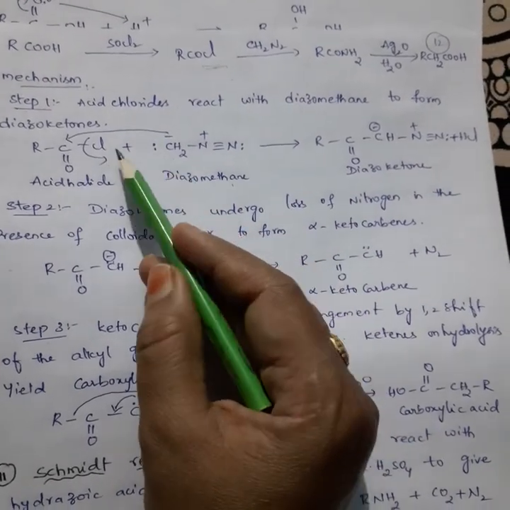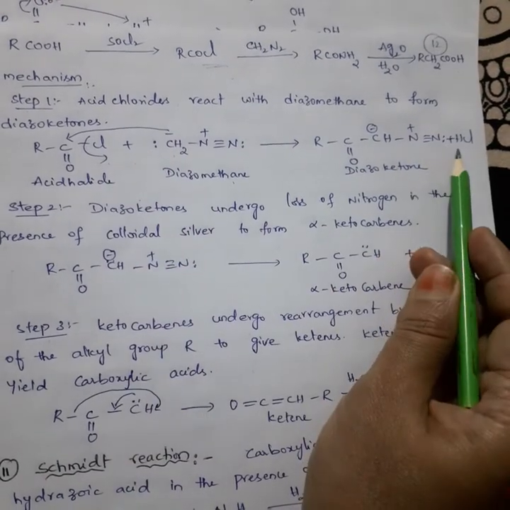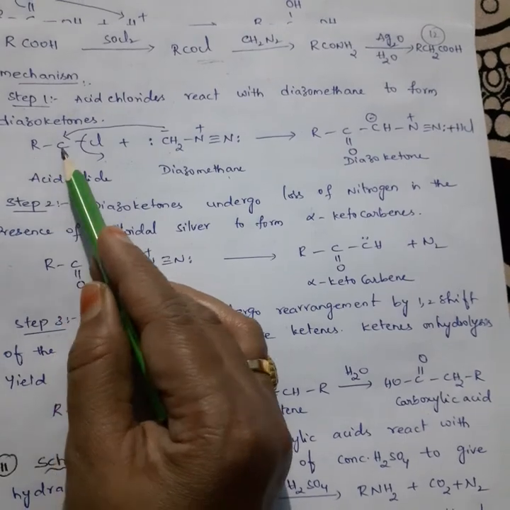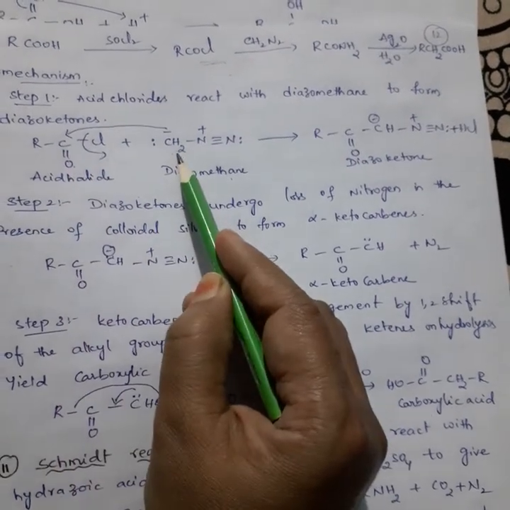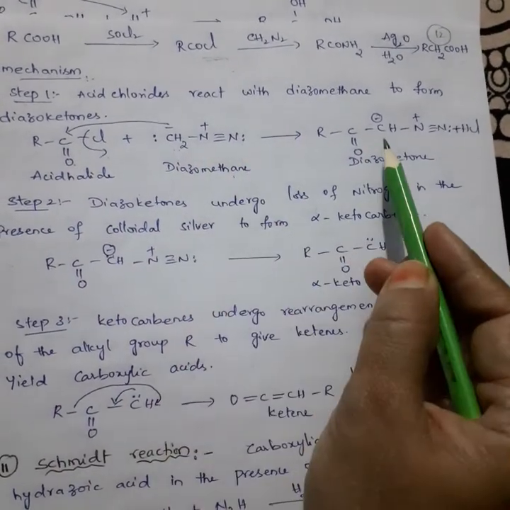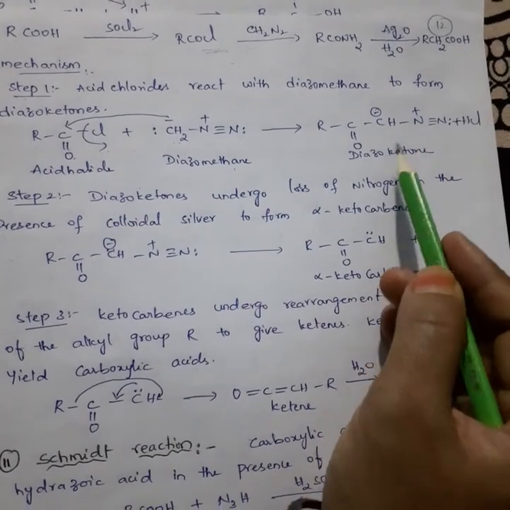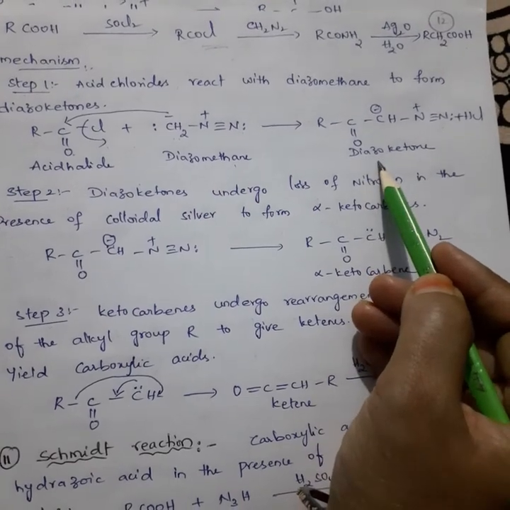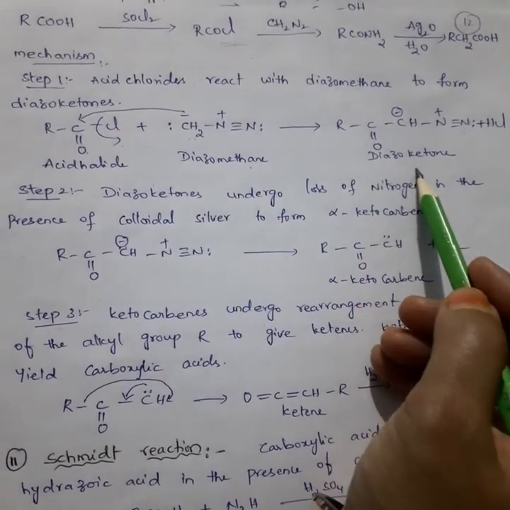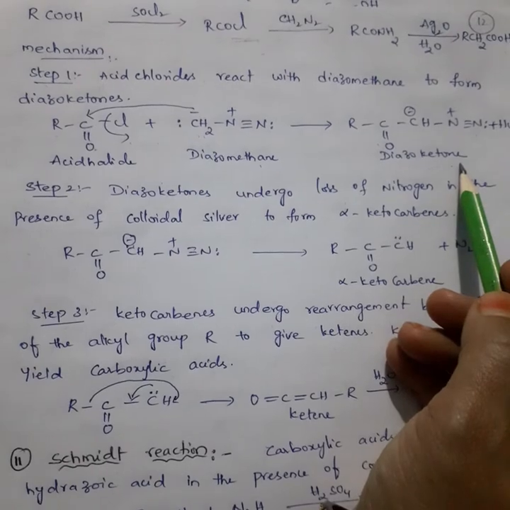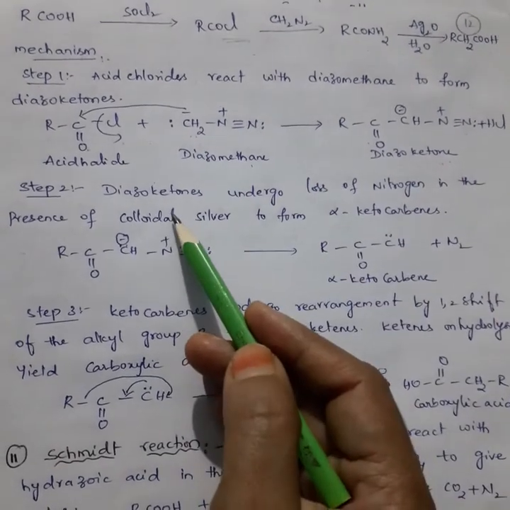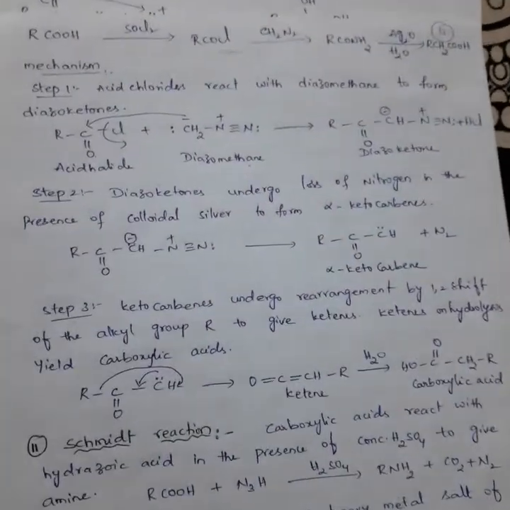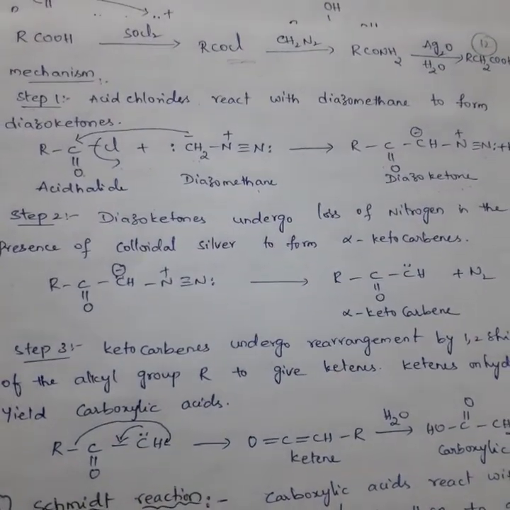H from here combines with Cl and goes out as HCl. What is the remaining one? RCOCH, N triple bond N. The same thing I wrote here. Diazoketone. There are 2 nitrogens here, so that's why diazo. The CO functional group is there, so that's why ketone. Diazoketone.